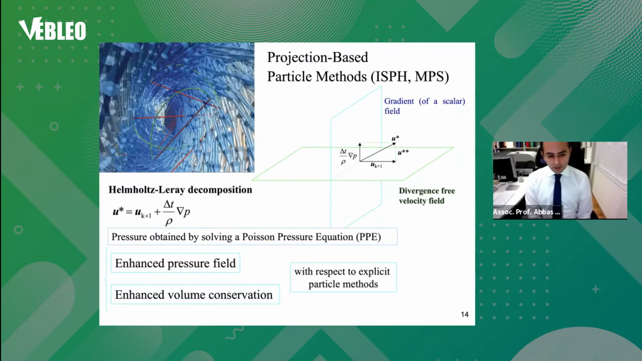And this decomposition is a very simple one. If you have an arbitrary vector, which is our intermediate velocity field, the predicted velocity, it can be decomposed into a divergence-free part, which is the solution that we would like to have because we have incompressible fluid flows. For incompressible fluid flows, we need a divergence-free field based on the continuity equation. And at the same time, it decomposes into a divergence-free part and a curl-free part, which is the gradient of a scalar field.